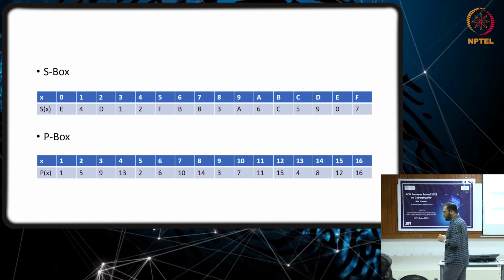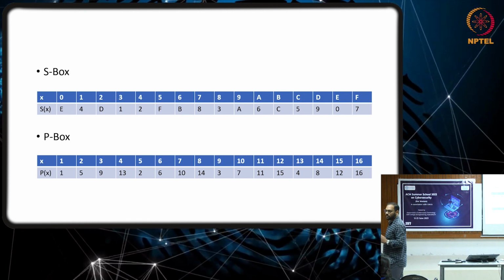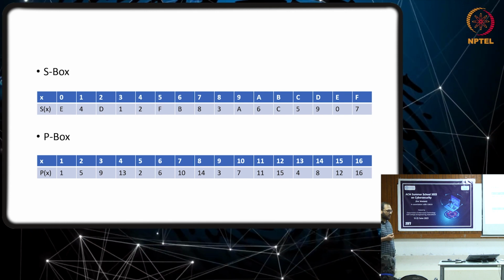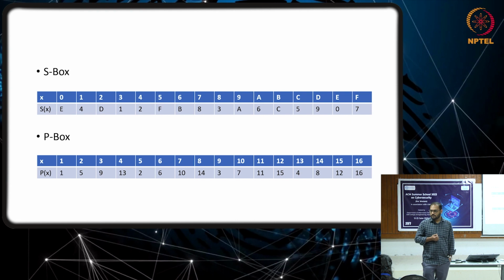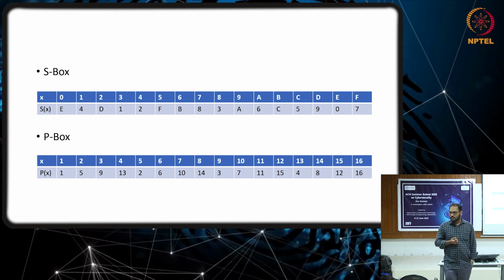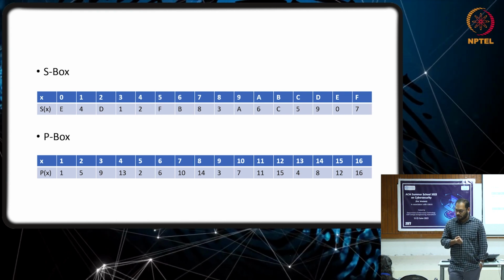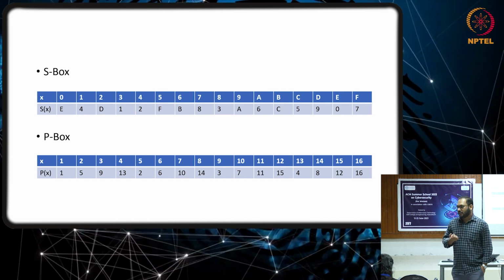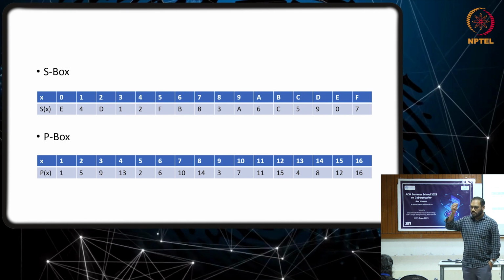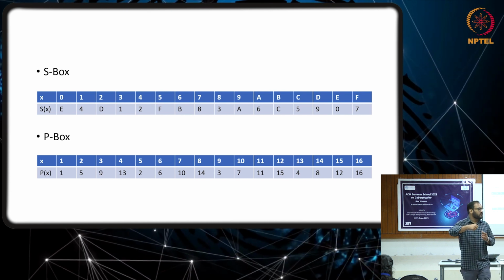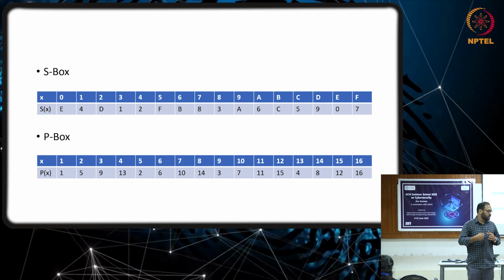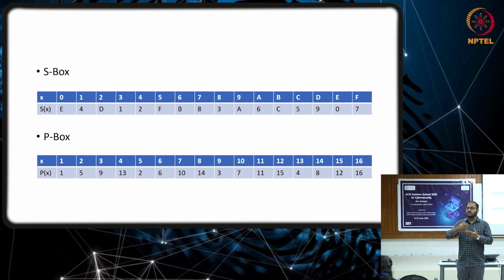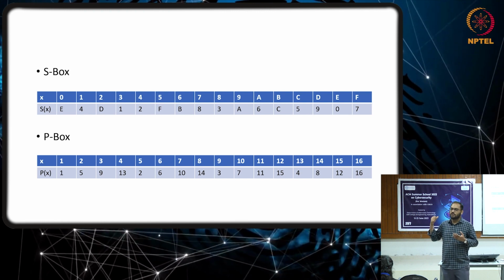E is a hexadecimal value. What is the binary representation of E? 1110. Correct. E is 1110, and E represents 14. So 0000 went into our S box and 1110 is coming out of the S box. That's the only role of substitution here: a value got substituted as per the S box table.